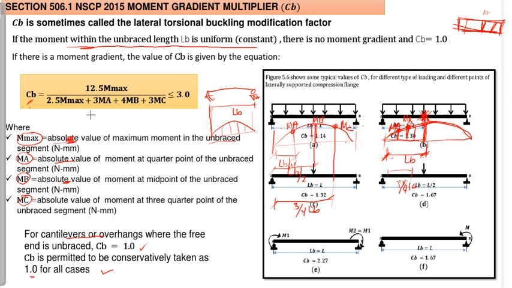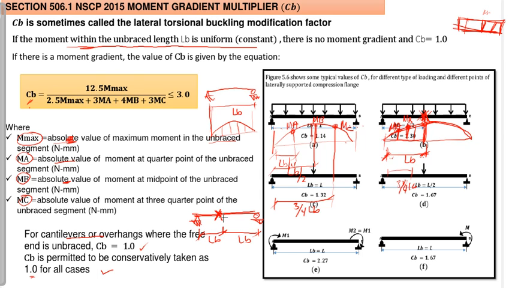So, sa pagkuha ng moment gradient multiplier, always focus your attention sa pagkuha ng moments within our LB, yung ating unbraced length. So, pag for example, this is our simply supported. Tapos naglagay ka ng support dyan. So, may LB ka dito, may LB ka din dito sa kabila, di ba?